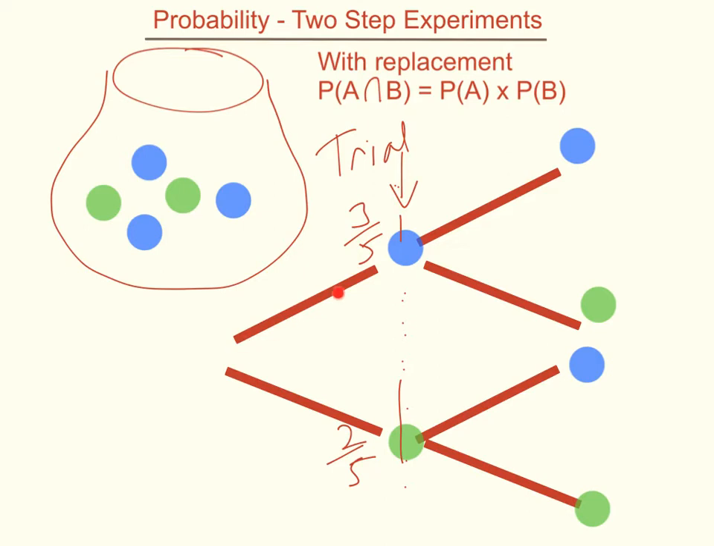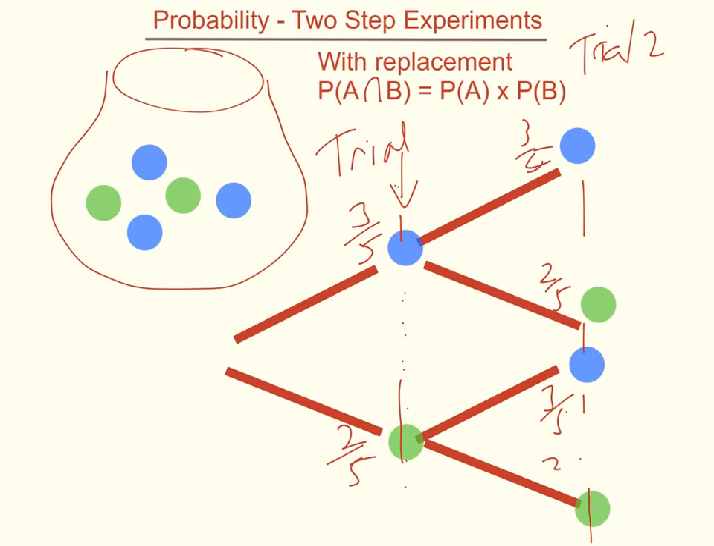If I'm following this path along here, and I've already taken a blue bead out and replaced it, returned it back in, then what can happen is I can get a blue the second time or a green. Still got blues and greens in the bag. For this second trial here, which is all of these possibilities down here, trial 2, I can get a blue again, and that's a 3/5 chance of getting a blue, or a 2/5 chance of getting a green. If I follow this path, the same thing happens.